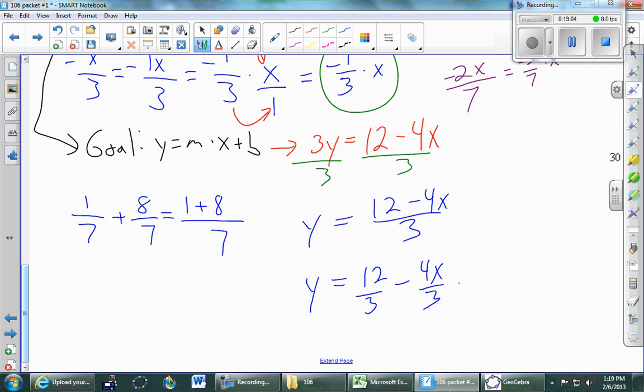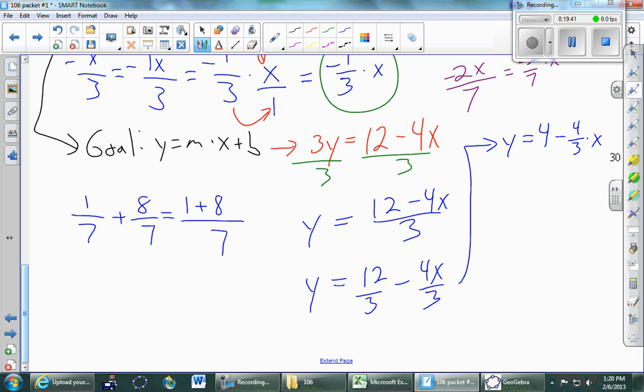Okay, we can do a little better than this. y equals 12 over 3 is really 4 minus, I don't like that it says 4x over 3. I need to peel that x off. So peel the x off. 4 over 3 times x. And then one last step.